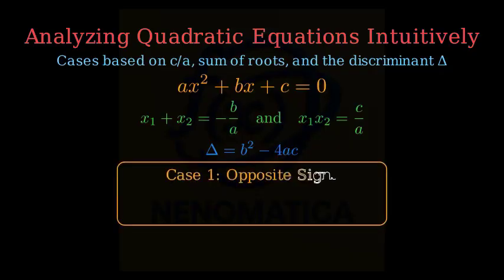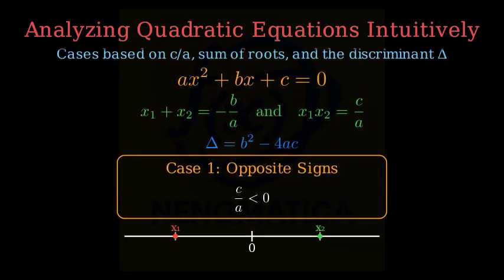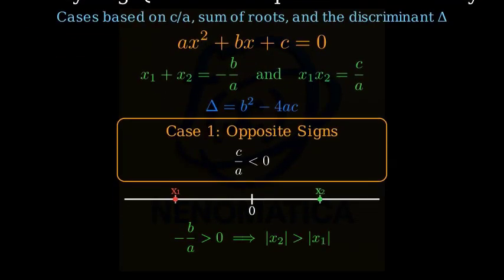Case 1. If c over a is less than 0, the product of the roots is negative, so the roots must have opposite signs. That means x1 is negative and x2 is positive. Now, compare the sum negative b over a. If the sum is positive, the positive root must dominate in magnitude. The absolute value of x2 is greater than the absolute value of x1.